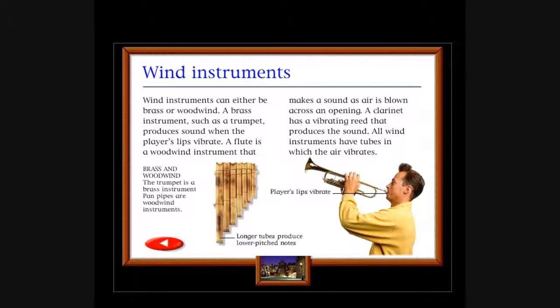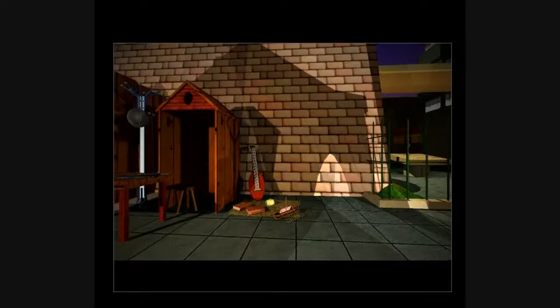The trumpet is a brass instrument. Pan pipes are woodwind instruments. Longer tubes produce lower pitched notes. Oh, because the air has to travel further. I guess that's why they're lower, because the wind has to travel further.